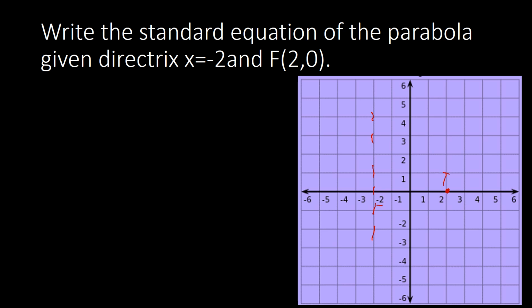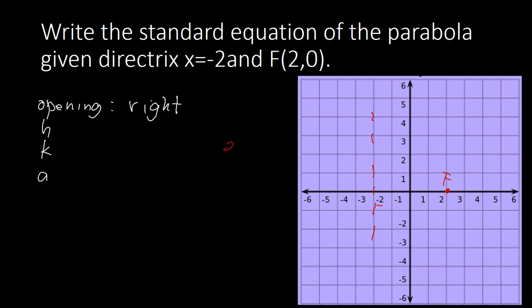This is our focus. Now again, in identifying our opening, we look at the position of the focus with respect to the directrix. Since our focus is to the right of the directrix, the opening will be to the right as well. Then we have our h, k, and a. We don't know h, k, or a, so going back to the graph, we look for the vertex and also for our a.